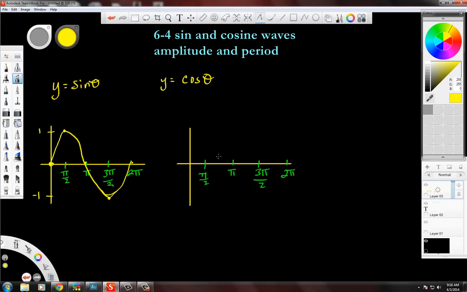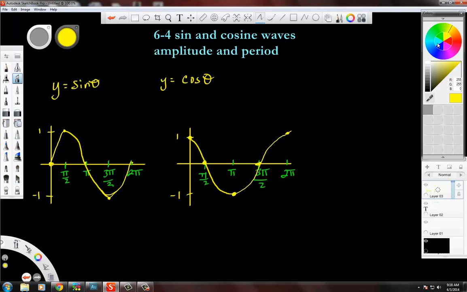And a cosine wave would behave slightly different. Its amplitude would still be 1 and -1. Well, its amplitude would be 1, but it would go up and down 1. It starts up here, comes down through here, bottoms out here, back up here, and tops out here. So it goes like this. And that's what a basic cosine wave looks like.